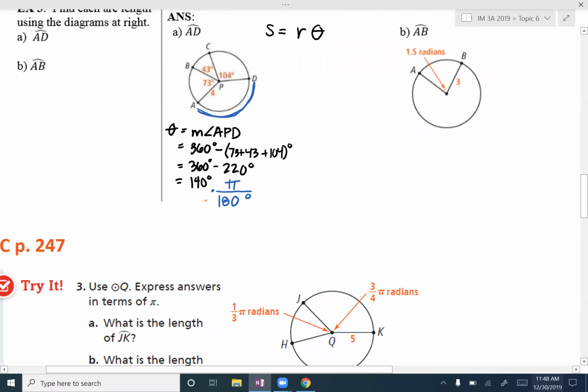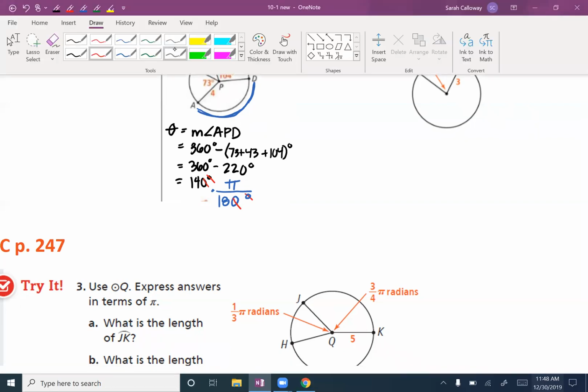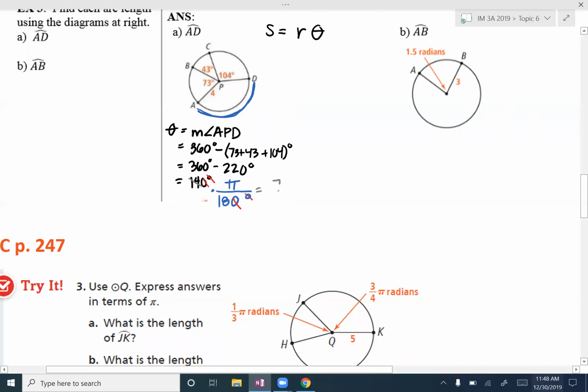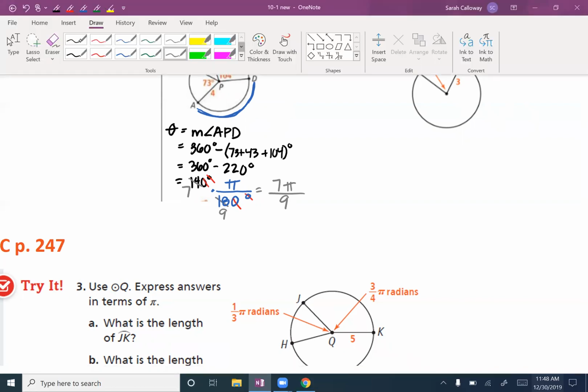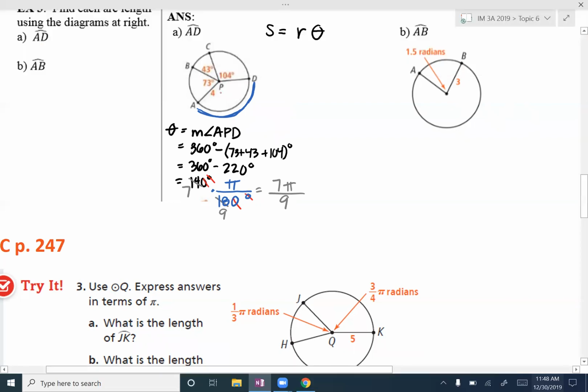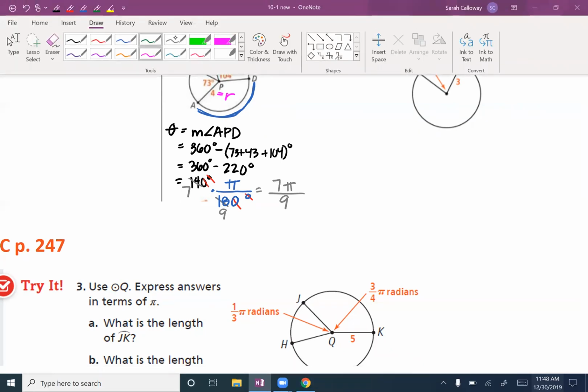So if I have 140 over 180 and I want to reduce, I can cancel out the degrees and reduce both by 10. These are both even numbers as well, so I can reduce by 2. So 14 divided by 2 is 7, so that's going to be 7 pi. And then 18 divided by 2 is 9. So 7 pi over 9 is going to be the value for theta. Looking at the diagram, the value for the radius is 4. So our arc length is going to be 4 times 7 pi over 9.